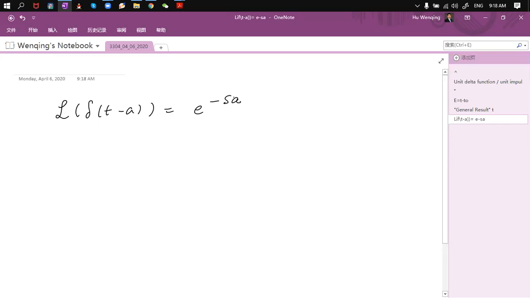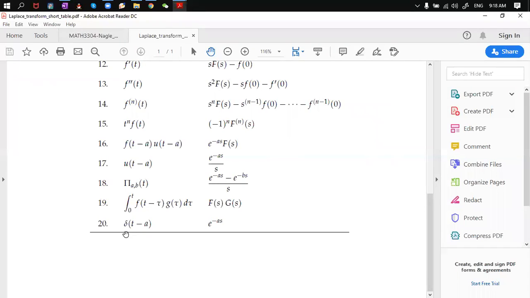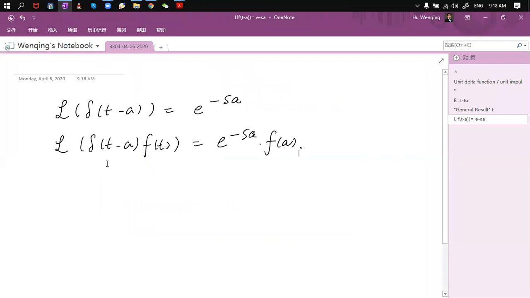Okay, but what they do not give you is a hidden line here, which says that if this one is multiplied by f of t, you're going to have e to the power minus a s multiplied by f of a, right? This is something that has been missing. If you look carefully at the table of the Laplace transform, you can see that they have line 20. Line 20 says delta of t minus a is transformed to e power minus a s, but it didn't really tell you what delta of t minus a multiplied by f of t is.